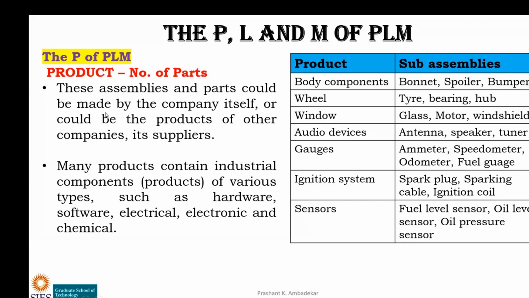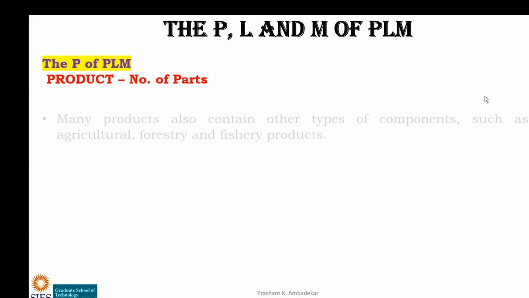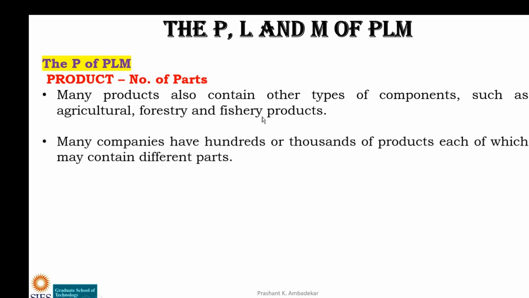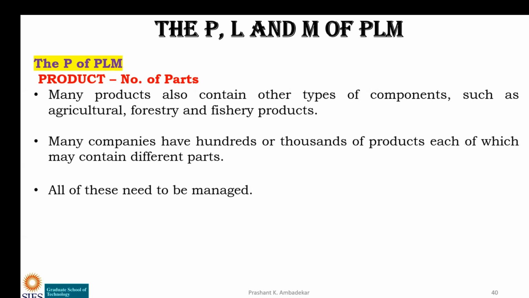So there can be a wide range of parts in a particular product, and all these are products. There are companies which are manufacturing these small products. Then there are other products also, such as agriculture, forestry, and fishery products, and so on. So all these products need to be managed. So the most important part of PLM is P. If there is no product, nothing will follow. If there is a product, everything has to follow it.